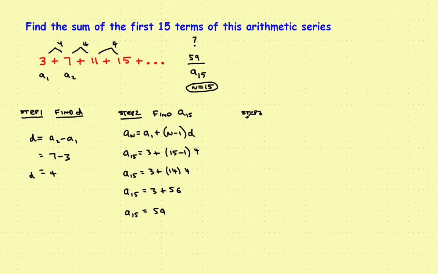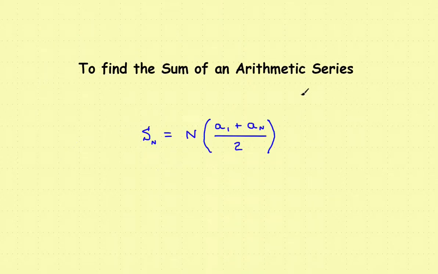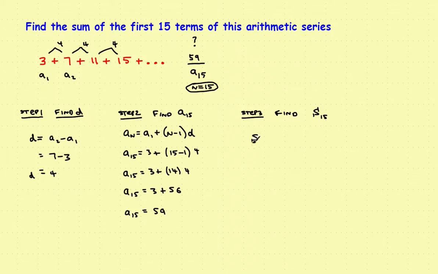So step 3 is just find the sum. What you want to do is find the sum of the first 15 terms. And to do that, just a reminder of the formula. The formula says that the sum is equal to n times a sub 1 plus a sub n divided by 2. So we use that formula. So S sub n would be equal to n times a sub 1 plus a sub n, all divided by 2.